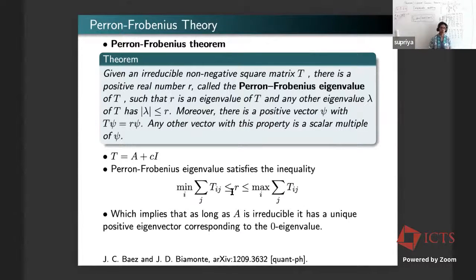Those of you who are interested should definitely look up this very important theorem in linear algebra. As I said, there are many aspects to it. This is just the aspect that we need that I'm mentioning here. As long as A is irreducible, it has a unique positive eigenvector associated with the 0 eigenvalue. So we are safe. Of course, you could say that the A that we are looking at is not irreducible.